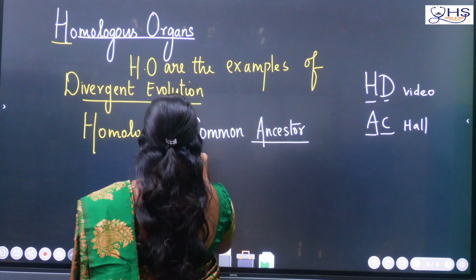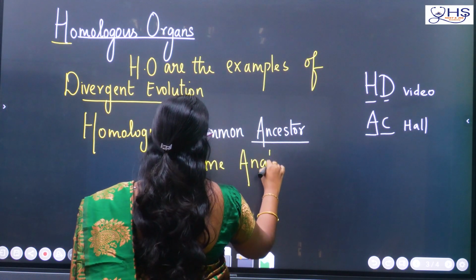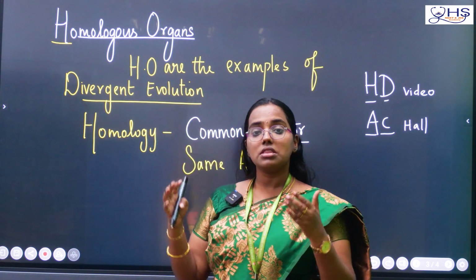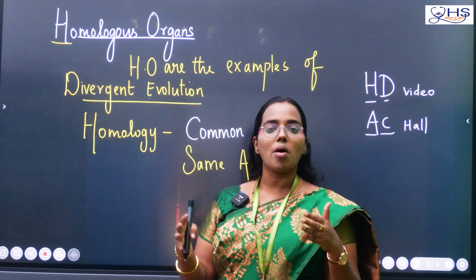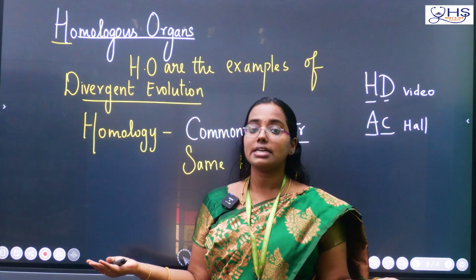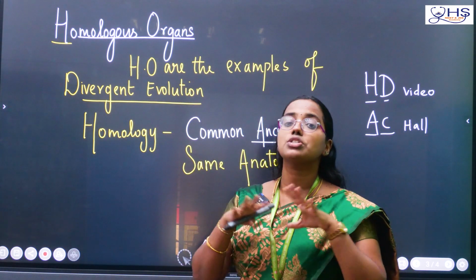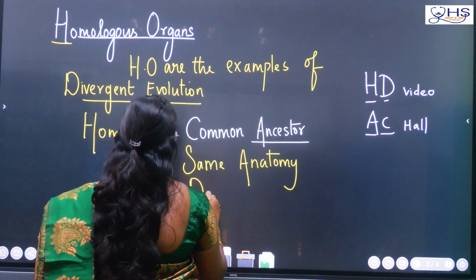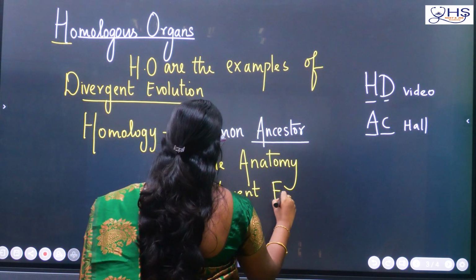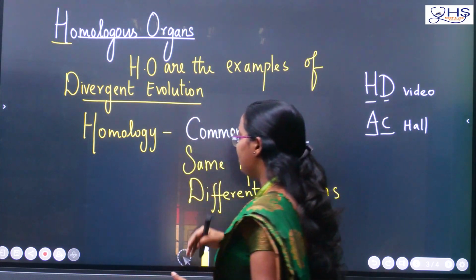Why I am saying same anatomy? Because these animals are having one common ancestor. So if they are derived from one ancestor, then obviously their anatomy is going to be same. When the anatomy is same, their functions are different. So here the next word is different functions. Same anatomy and different functions.